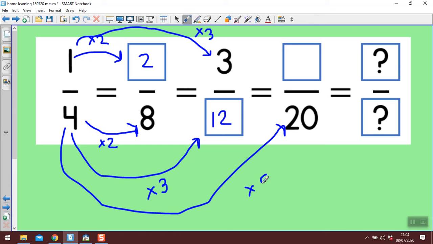It's multiplied by 5. So 1 multiplied by 5 makes 5. And then for this one, it can be anything that you want as long as it's equivalent to all of these. So start with the 1 or the 4, multiply it by any number that you want, and multiply the denominator by the same number, and you'll get a fraction that's equivalent. Pause the video while you try to write a few down.